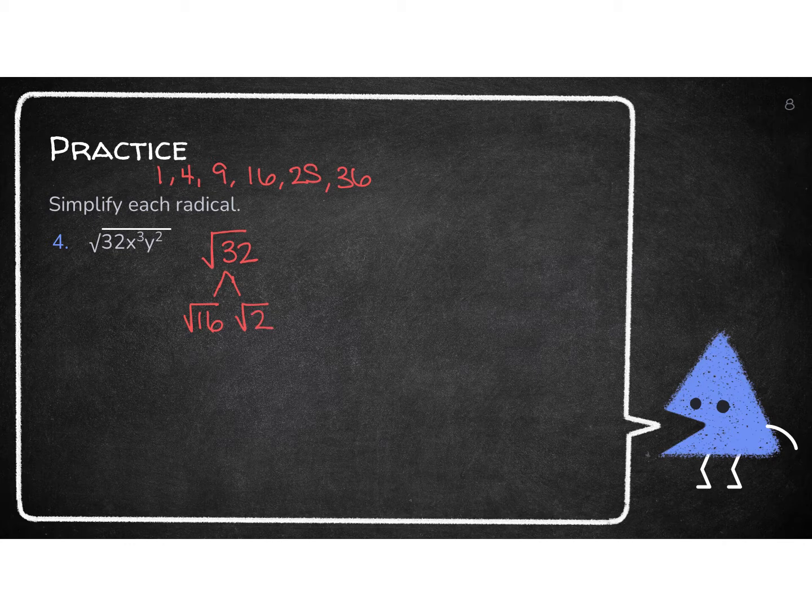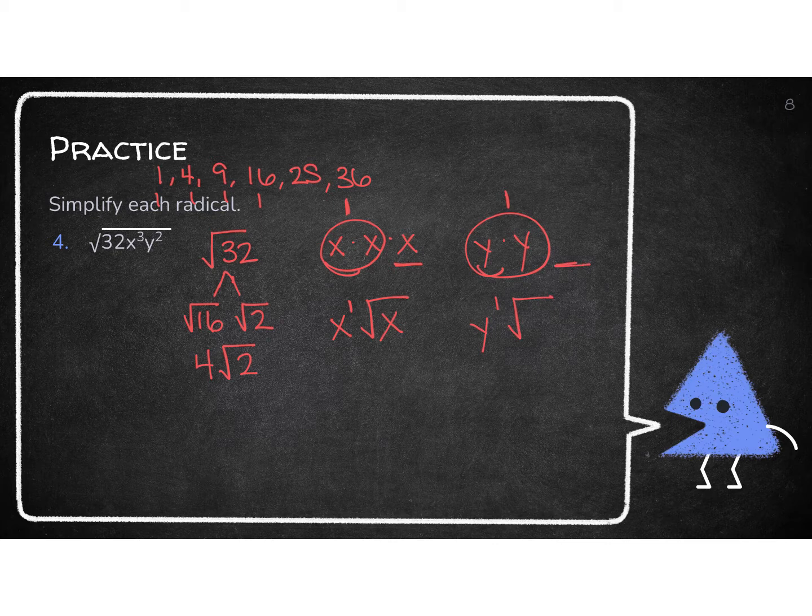So think of before, 16 is in my list, so that's the 1, 2, 3, 4th number, so that's 4. 2 is not in my list, so I'm going to leave that as square root of 2. Now we're going to deal with the x's and the y's. So I have x to the third, I have 1, 2, 3, and y squared. Circle my pairs. So I have an x to the 1, because I have one circle, square root of x. And then I have a y to the 1, square root of nothing under there.